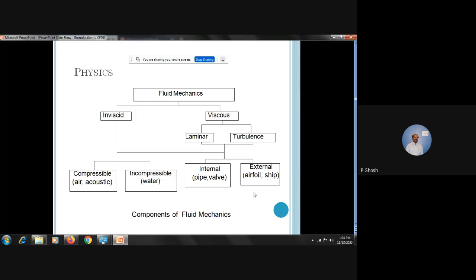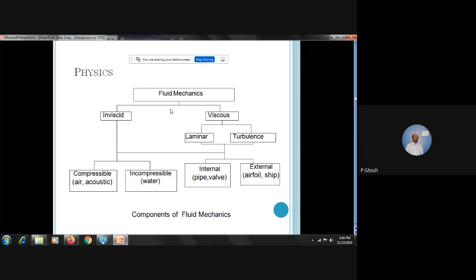Understanding the physics of the problem is very important, because otherwise you will not be able to select the right kind of model. Fluid mechanics is categorized into inviscid and viscous flow. The viscous flow can be categorized based on the Reynolds number, etc., into laminar and turbulent. The flow can be incompressible or compressible based on the Mach number. Mostly it is incompressible for water and air, while acoustic problems will have a compressible one. So these are all models available in your CFD software.